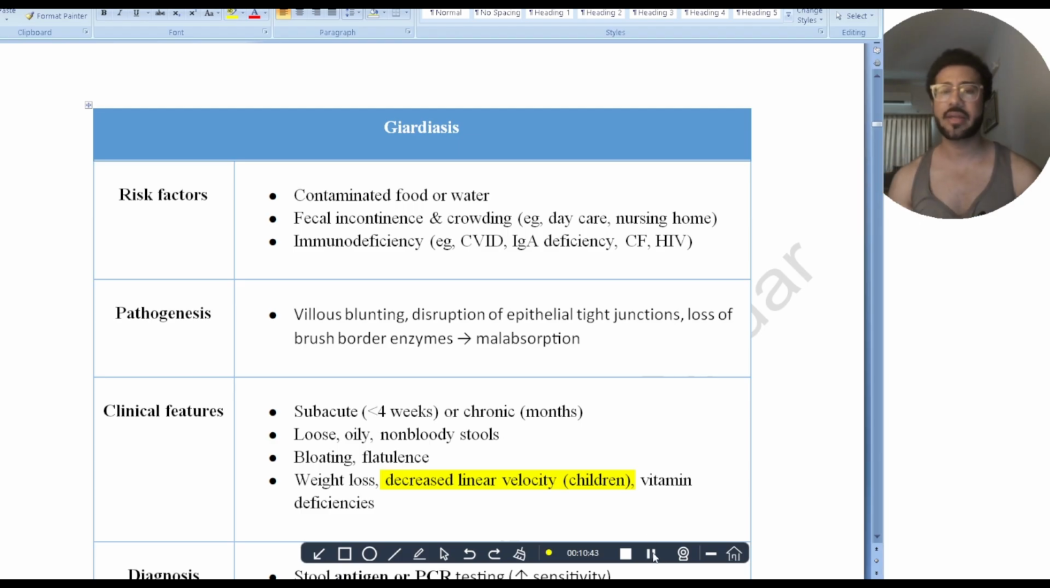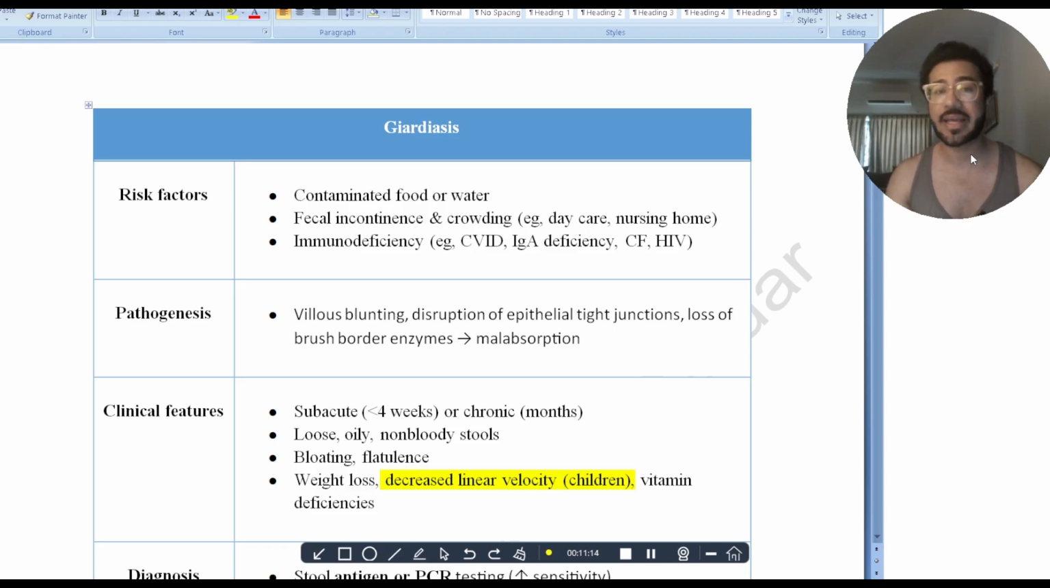And one more high yield thing that I wanted you guys to know is that they're also gonna give you a case of lactose intolerance and ask you what is gonna be seen at the histopath. And there would be an option of villus blunting and or villus atrophy in the options. But the thing is, when it comes to lactose intolerance, the appearance of the villi would be normal. So there is no abnormal finding on histopath when it comes to lactose intolerance. So keep that in mind.